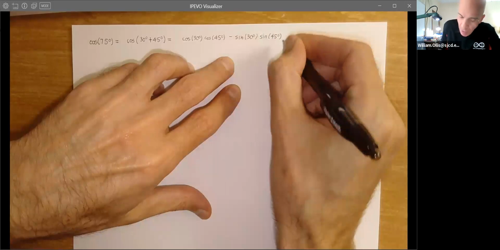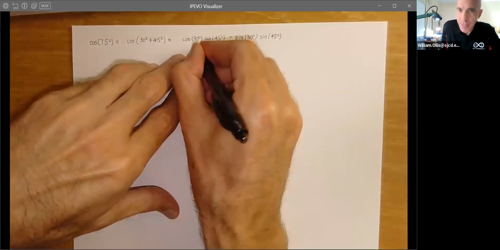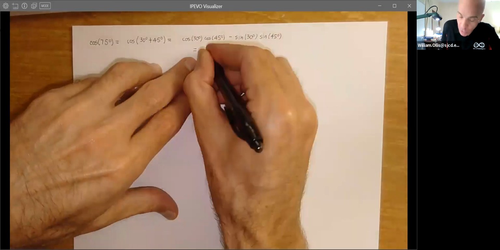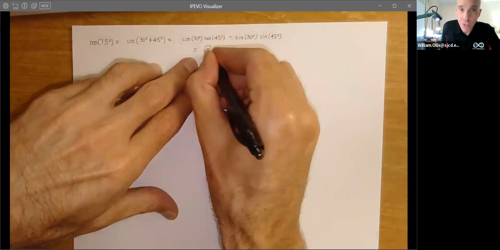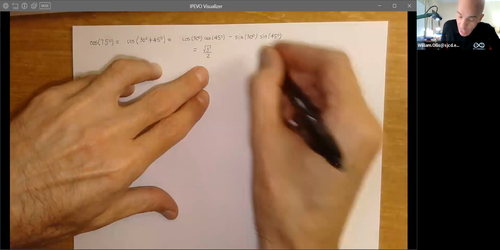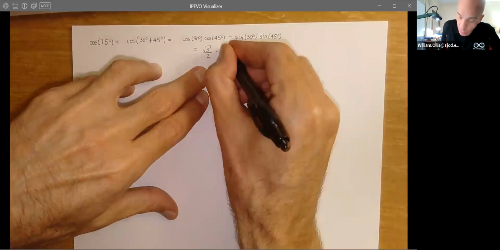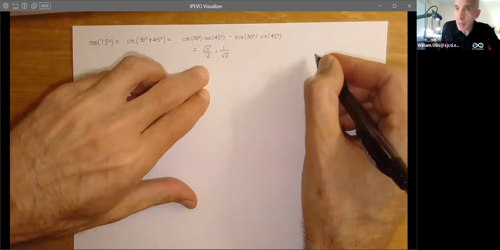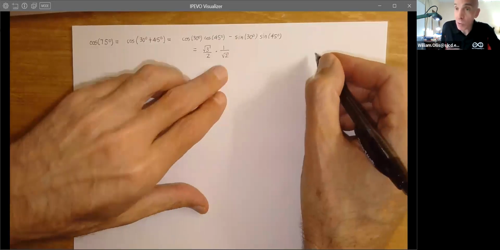So now you're thinking, oh, okay, well, I know all of these values from the unit circle. So we have square root 3 over 2, cosine 30 degrees, and then cosine of 45 is 1 over root 2. Again, remember, you don't have to rationalize with WebAssign. It's not required. They don't tell you to.